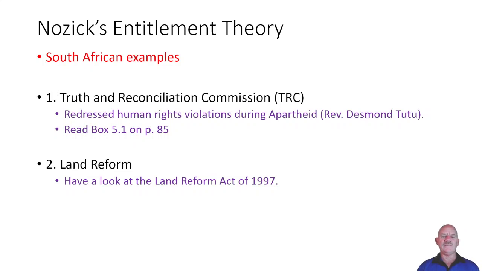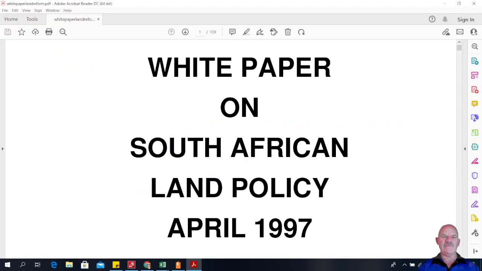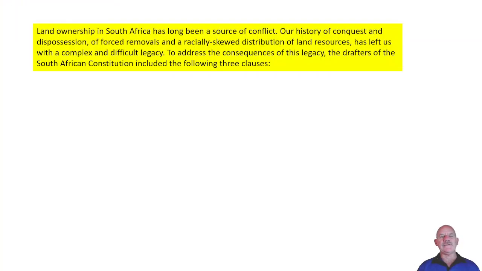So I Googled the Land Reform Act, and then I found the white paper on South African land policy, which was written in 1997. Now, you know, they have a process. They first have a green paper, then they have a white paper, and then it becomes law. So the white paper is 139 pages long, and I will just quote a few paragraphs from it. And I will read it because I think this is so important. Land ownership in South Africa. This comes from the white paper. So I copied and pasted from the white paper.